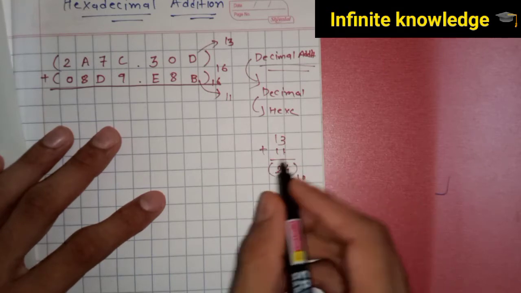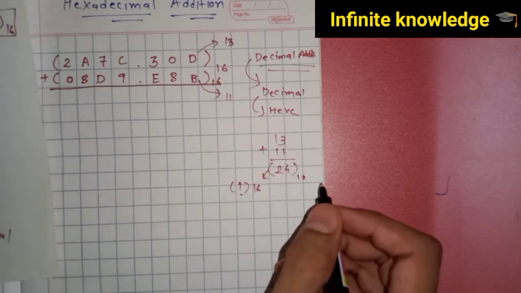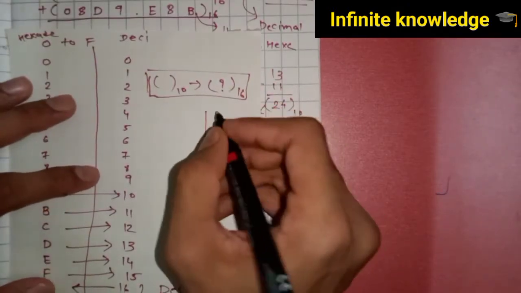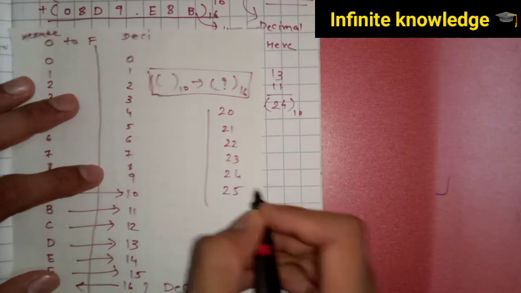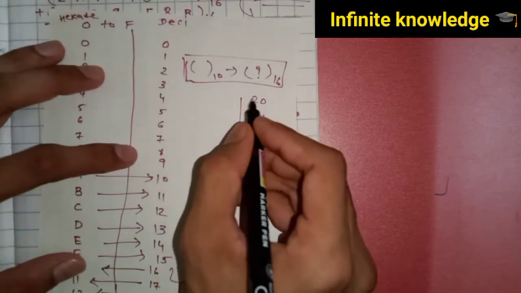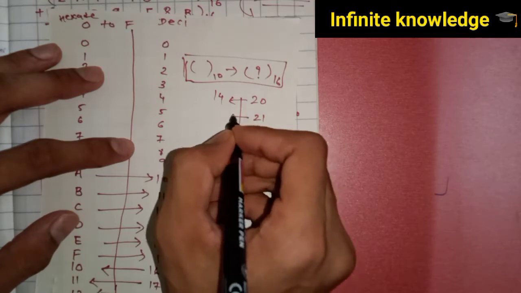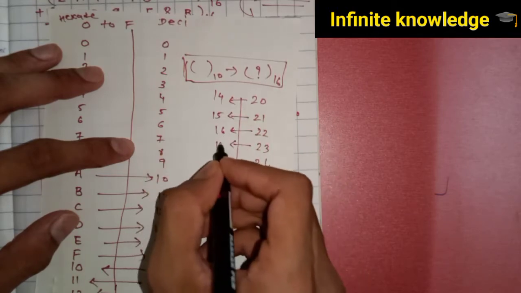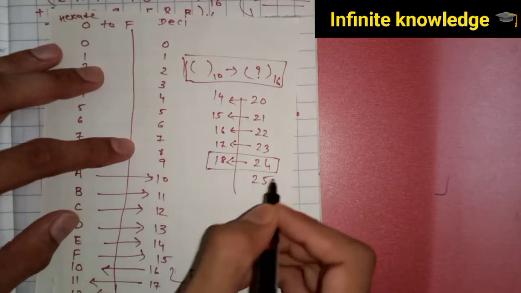Now we have to convert this 24 into hexadecimal. What is the hexadecimal of 24? If I further write 20, 21, 22, 23, 24, 25, then the hexadecimal of 20 is 14, of 21 is 15, of 22 is 16, of 23 is 17, and of 24 is 18. So by this method you directly get 18.